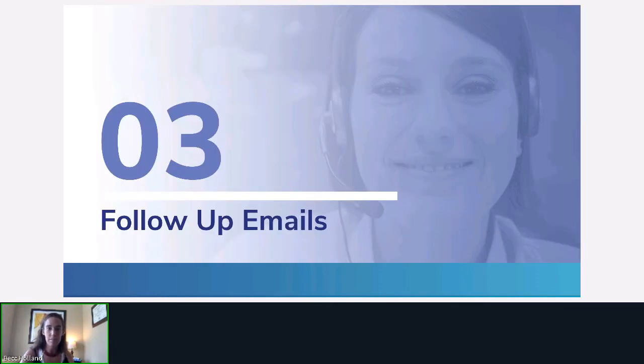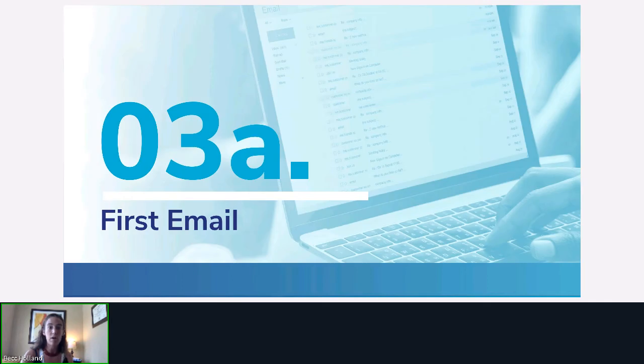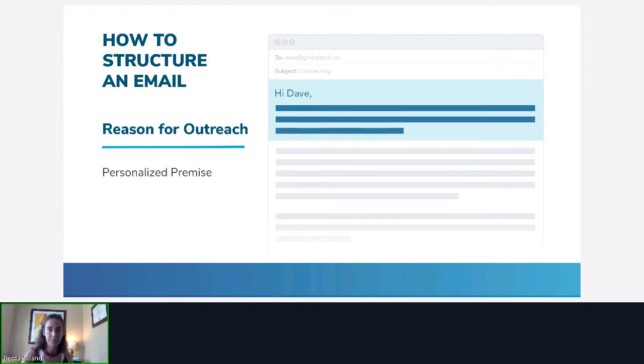But let's talk about the follow-up emails. So now we know what the first email looks like. Let's go into what the first email looks like, and then we'll go into sending. So there are 5 emails in total in the sequence. The first email has 4 pieces. So number 1, in your first line, which is your longest line, you want to give the reason for your outreach. And again, make sure that it's a personalized premise.